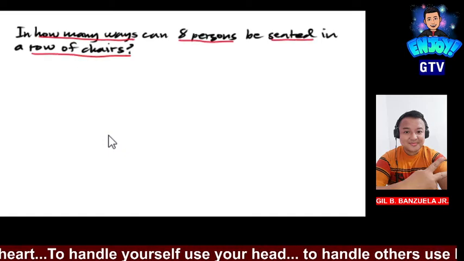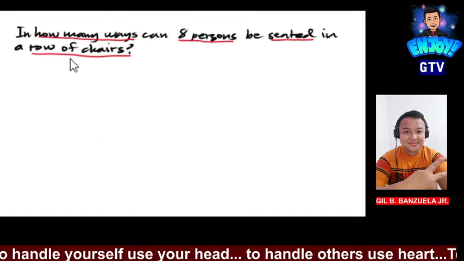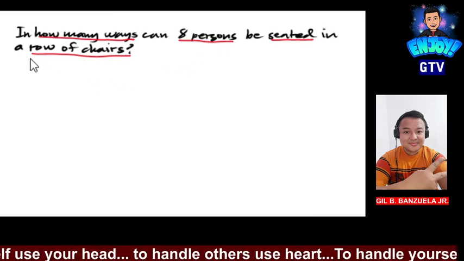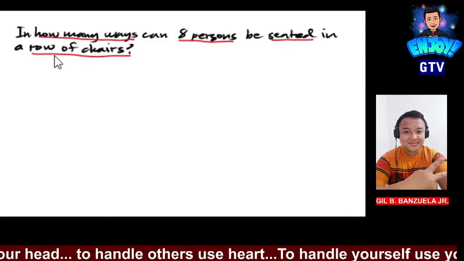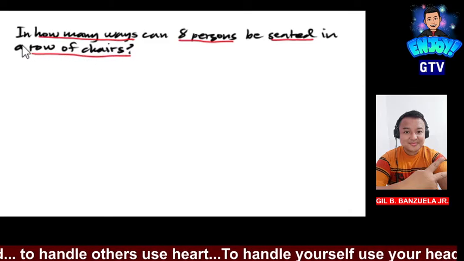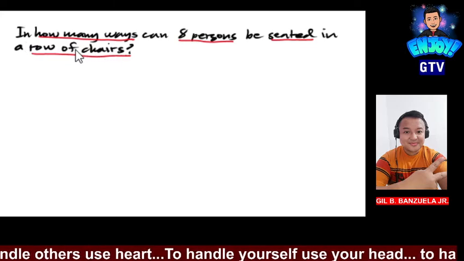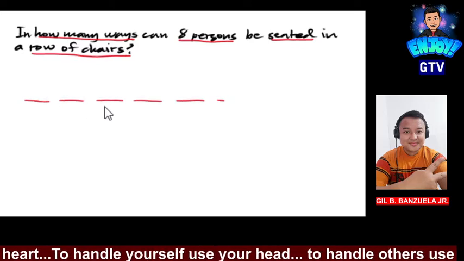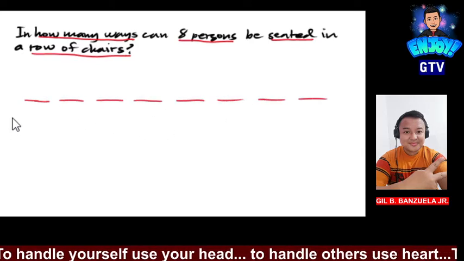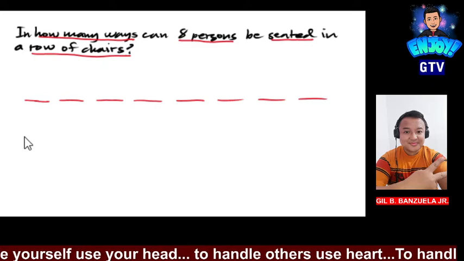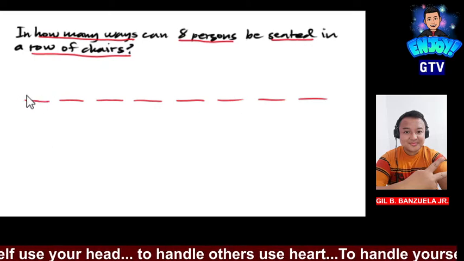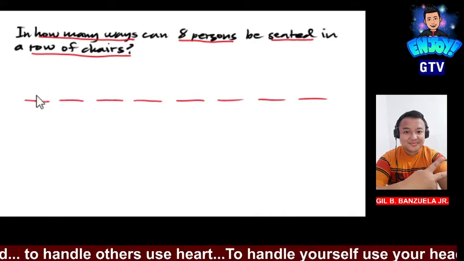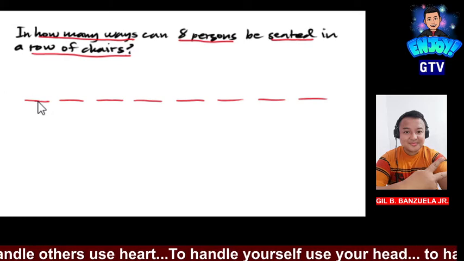So, para mas maintindihan natin, let's recall how 8 persons be seated in a row of chairs. I just forgot to put 8 chairs here, no? In a row of 8 chairs. So, to illustrate, supposing these blanks represent 8 chairs in a row. The question is, in how many ways can 8 persons be seated in the first seat in this row? Of course, 8.